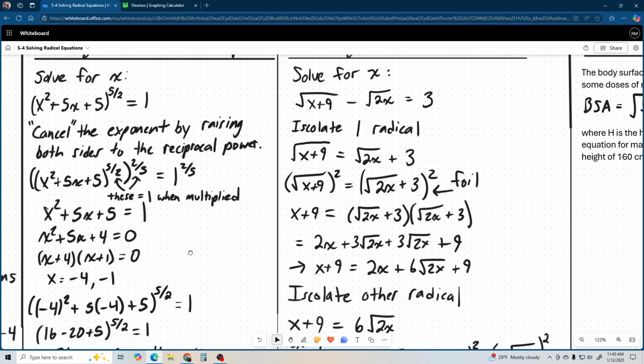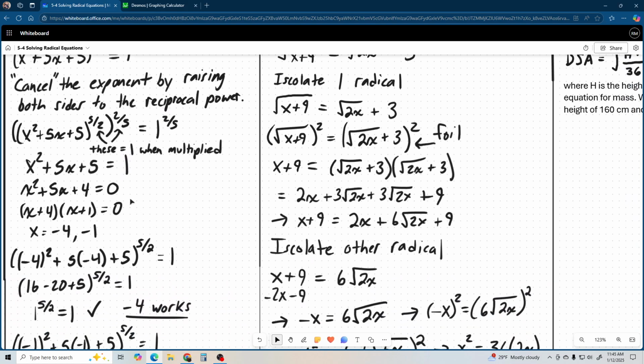And now to solve this problem, we're just going to have to solve for x. For a quadratic, we need to set it equal to 0, so we subtract 1 from both sides. We'll get x² + 5x + 4. This trinomial factors into (x + 4)(x + 1), because 4 plus 1 is 5, and 4 times 1 is 4. And so we're going to get x = -4, and x = -1.